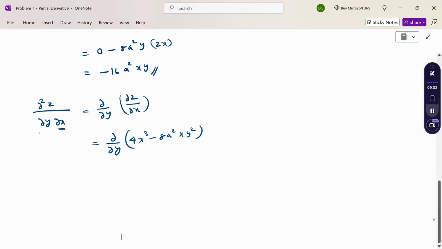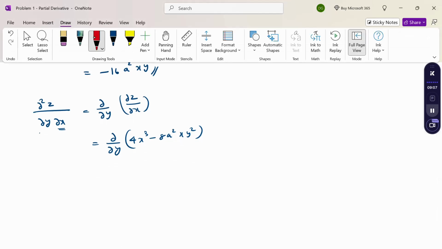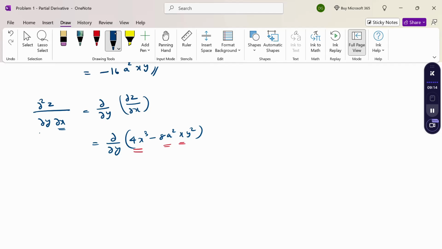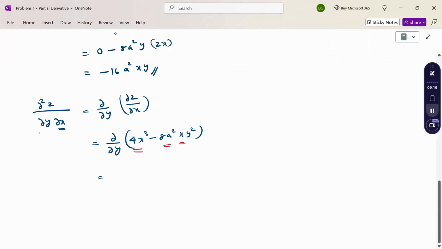Now this equation, differentiate partially with respect to y. Here y is the only variable, other values are constant. This term constant, this term constant, this term constant. Therefore, when I differentiate partially with respect to y, the first term is 0, then minus 8a²x constant. Now y² differentiation is 2y. Therefore, minus 16a²xy. So this is the value for ∂²z/∂y∂x.